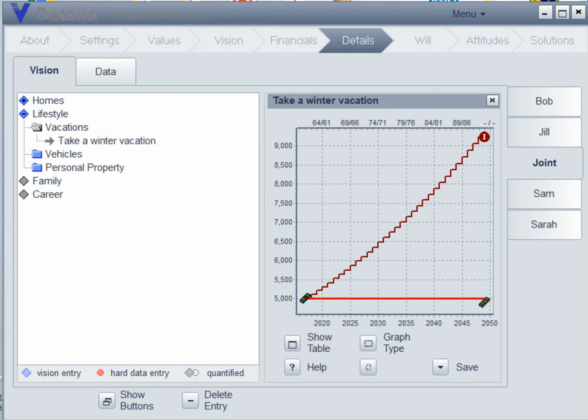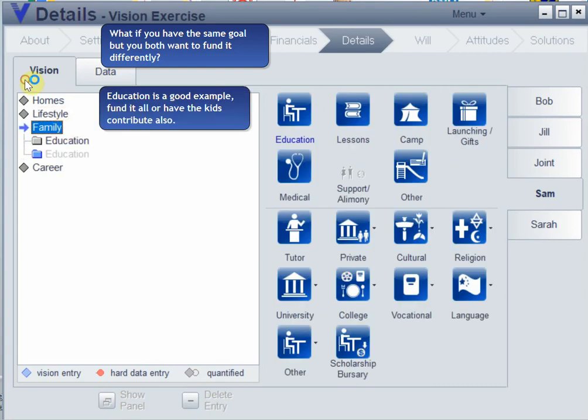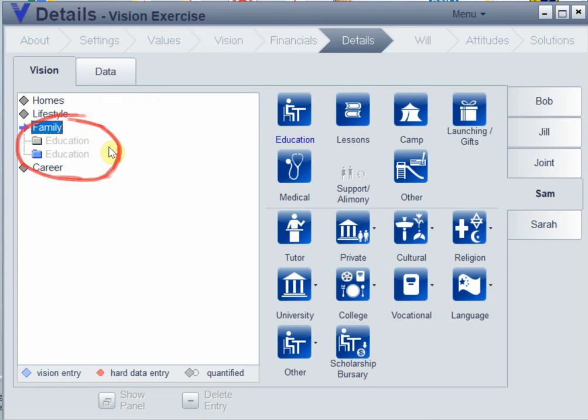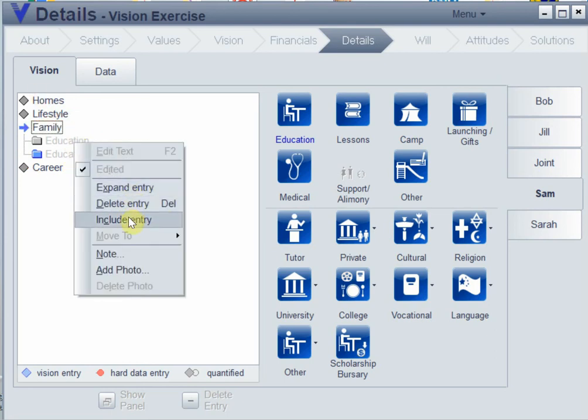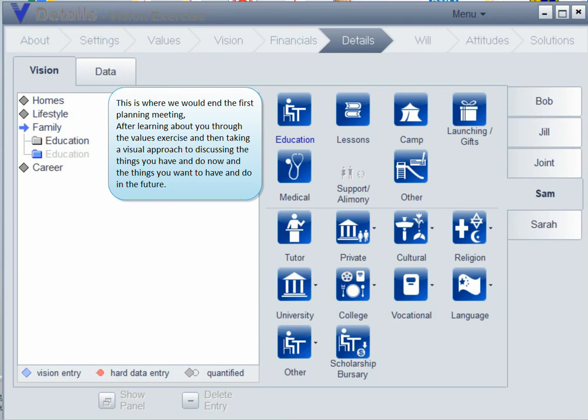Now the other reason we like to get the financial information conversationally is what happens when you have the same goal, but you want to fund it differently. And education is a good example. So for example, say somebody wants to fully fund education for kids and somebody just wants the kids to contribute some, and parents would contribute some. We'll put education down twice, and then when we get together, we'll run a plan one way, where we include education, and then we'll run a plan the other way. And then you can see the difference in the context of everything else that they want to do, and they can make an informed decision. So that's the advantage of interactive planning, and this is also where we would end the first meeting.